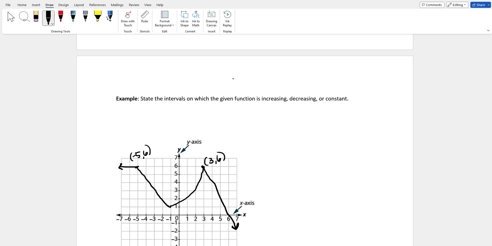So if you look at the increase, we're going to see, where does the graph go up? We have this point down here as well, negative 1, 1. So it increases from negative 1, 1 all the way up to 3, 6. We're going to write it in terms of the x value. So it's negative 1 to 3.